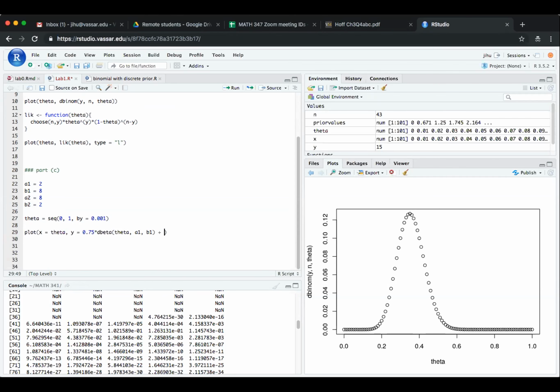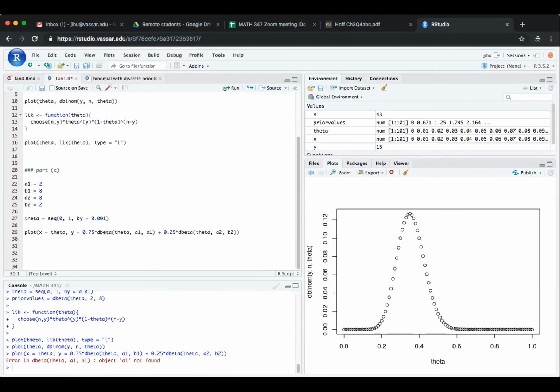The other part is the 25% contribution from the other beta, using A2, B2. I'm using one line to do the entire task, but this portion is trying to get the density contribution, part of it from beta 2.8 and part of it from beta A2. We put the proportion, which is the weight, here directly. So let's try. It doesn't work because I didn't run this, sorry.